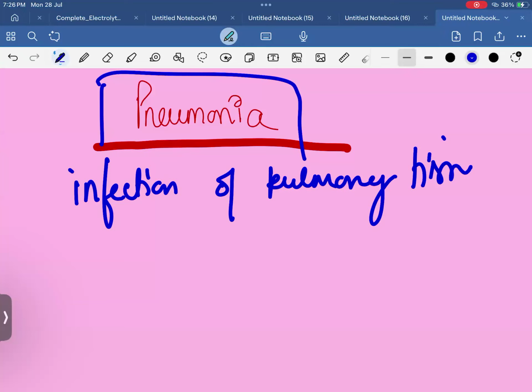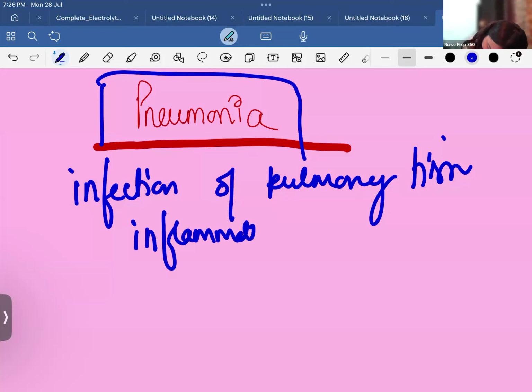Inflammation of the alveoli. It is an inflammatory condition of the lung. Yes, it is inflammatory, but inflammatory due to infection. Yes, due to infection. Is it always a life-threatening case? Not always.